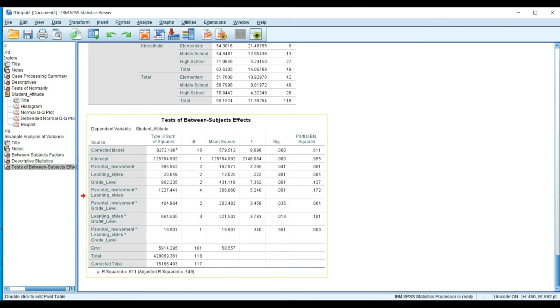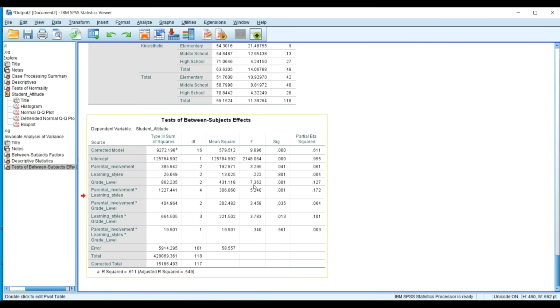But again, learning styles interacting with grade level also has a significant effect, because it's 0.013. And then the three-way interaction of parental involvement, learning styles, and grade level, you can see it is not statistically significant. So having gotten these analyses, what we need to do is to check the Tukey's HSD test.